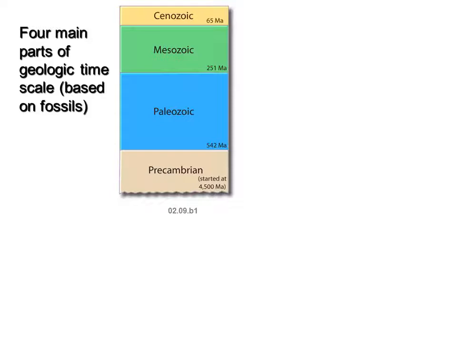The last one here is the Cenozoic. So number 4 is Cenozoic, and that's 65 million years ago to present, to now. So make sure you have those all written down with the time period. Then we're going to talk about the life that existed at each one.